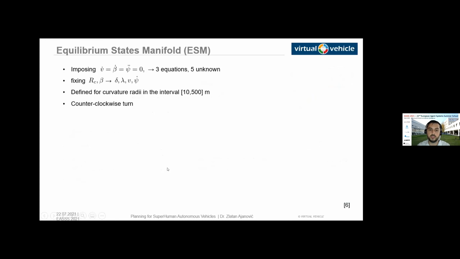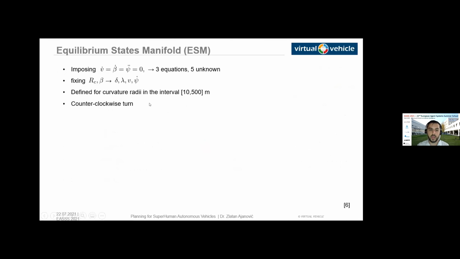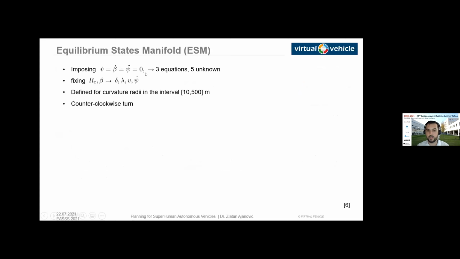So how do we do this with the equilibrium state manifold? What we did is we numerically, in advance, compute all of these equilibrium states. If you look at this example, we can have many different cases: the same radius with different velocities, a bigger radius, a smaller radius, and so on. And we impose these constraints to be 0, so they are equilibrium states. Then we have 3 equations and 5 unknowns, and we fix the radius and beta, and then we find the 4 other components.